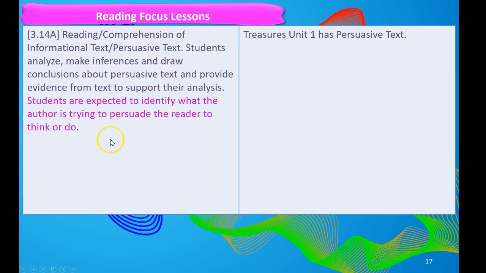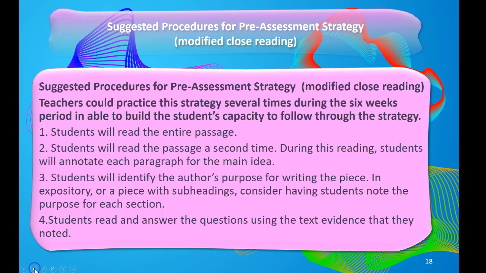Then 314A: students are expected to identify what the author is trying to persuade the reader to think or do. Treasure 1 of Unit 1 has a lot of persuasive text, so you might do some focus lessons on that, but that goes hand in hand with the persuasive writing that you're going to do this 6 weeks, in conjunction with each other. So now it's STAAR time in another world.